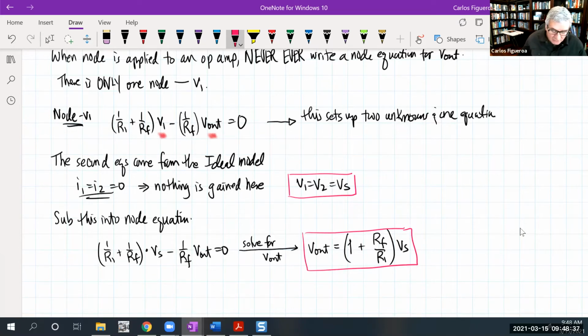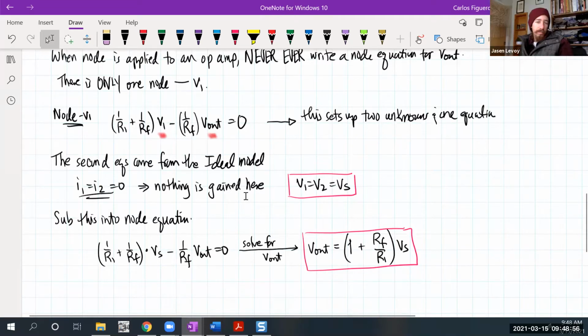So that's the way of thinking of node analysis. You apply node analysis, and only after you apply node analysis do you then come back and use the ideal conditions. If you use the ideal conditions first, man, you're going to run into trouble.